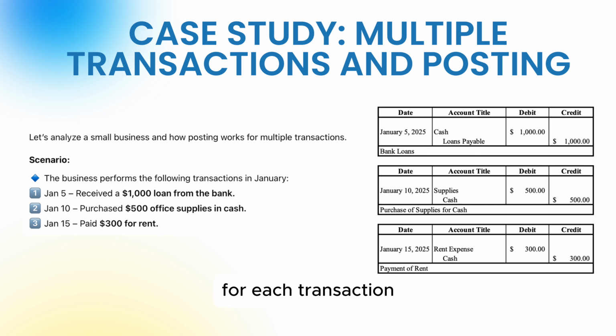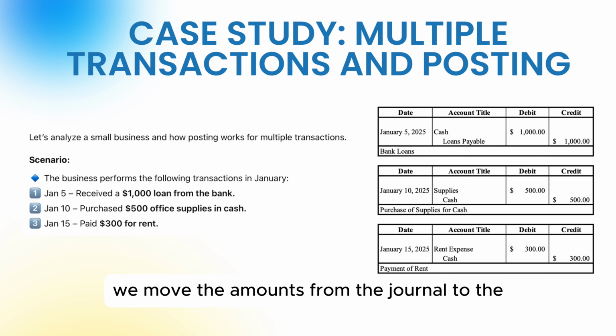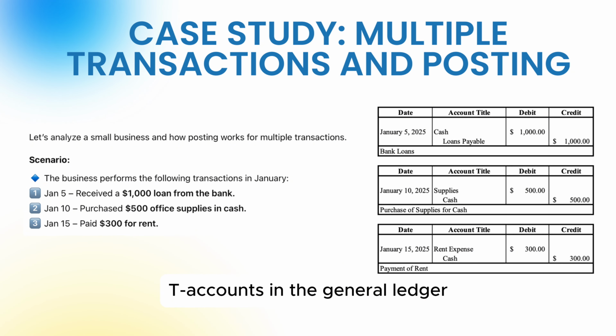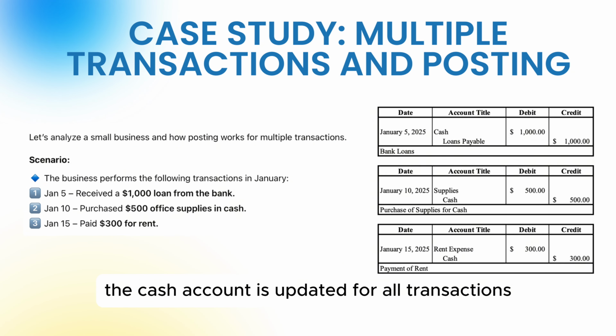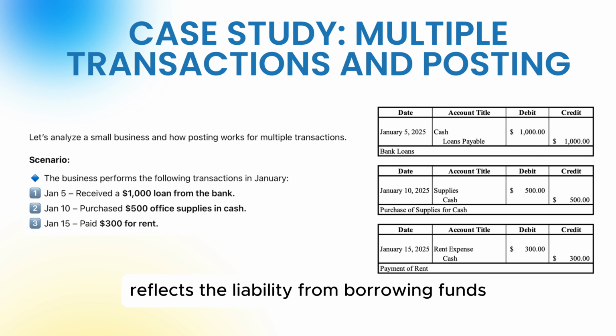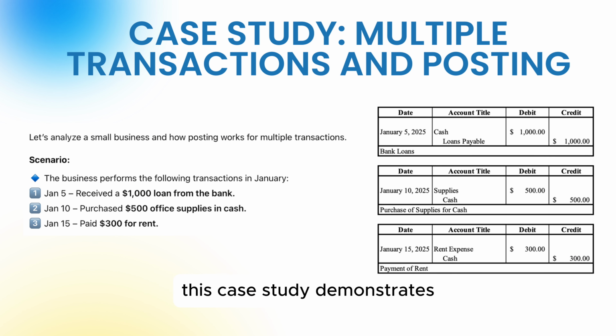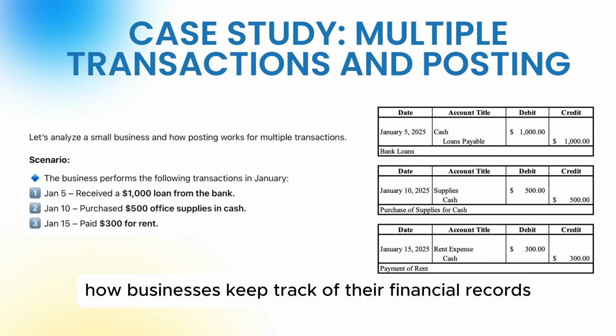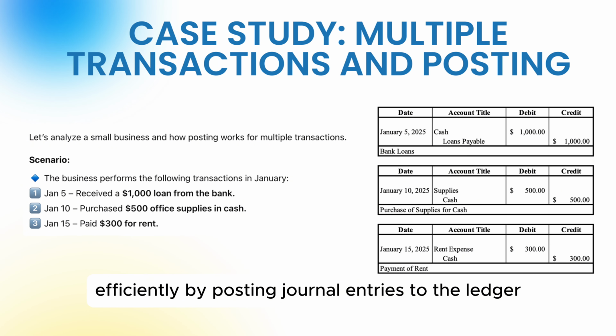For each transaction, we move the amounts from the journal to the T accounts in the general ledger. The cash account is updated for all transactions, reflecting deposits and withdrawals. The supplies account records the increase from the purchase. The loans payable account reflects the liability from borrowing funds. The rent expense account captures the cost of rent for the period. This case study demonstrates how businesses keep track of their financial records efficiently by posting journal entries to the ledger.